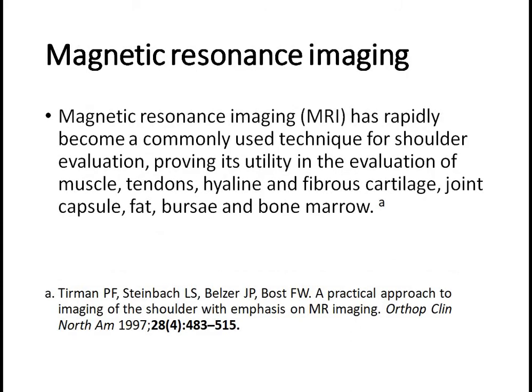Magnetic resonance imaging has rapidly become a commonly used technique for shoulder evaluation, providing utility in the evaluation of muscle, tendon, hyaline and fibrous cartilage, the joint capsule, fat, bursa, and bone marrow. There are two types of MR images. One is known as the T1 image, the other is the T2 image.